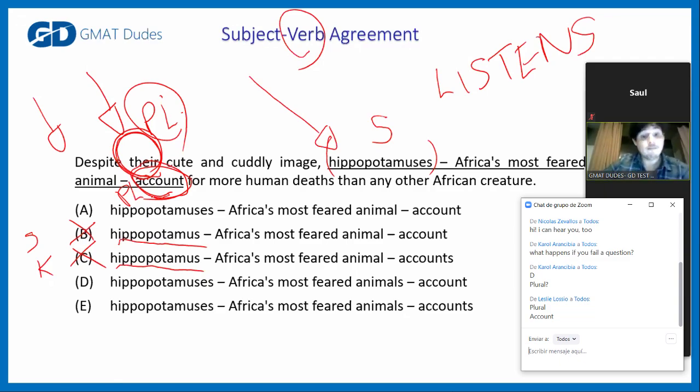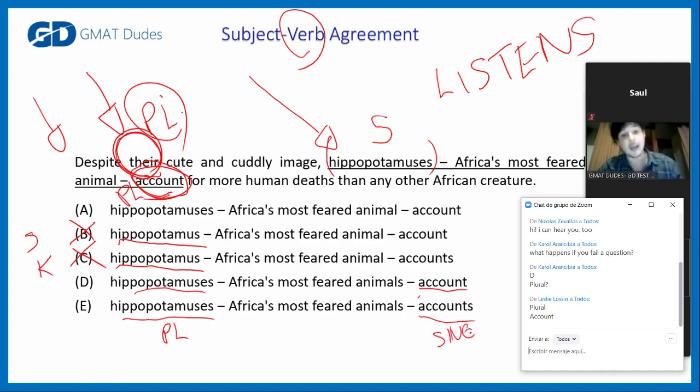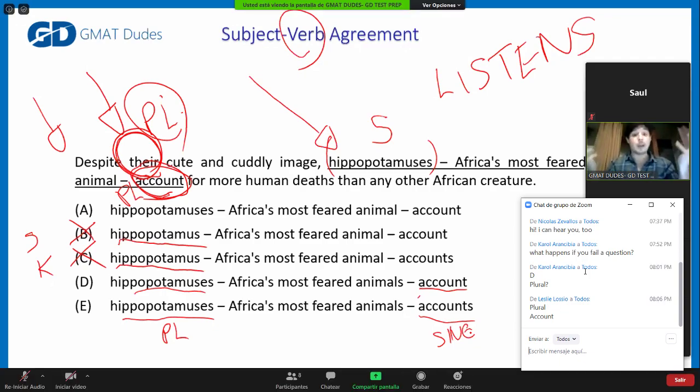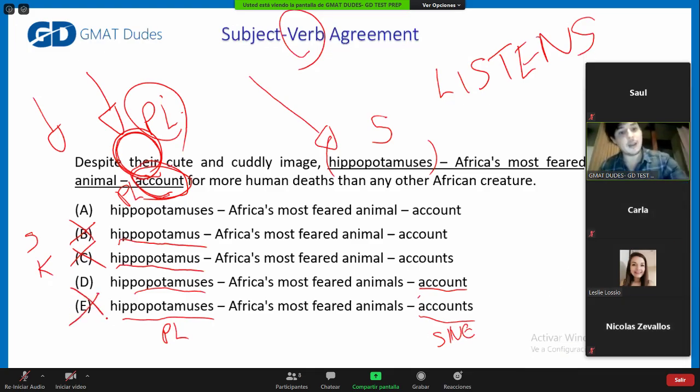Well, maybe D. Let's see. Hippopotamuses is plural, and account is plural. So that's okay. We're good. Oh, E. So hippopotamuses, plural, but account is singular. So no way, Jose, we cannot accept that. Because an important principle in the relationship of subject and verb is that the subject and the verb have to agree in number. So if you have a singular subject, then you need a singular verb. And if you have a plural subject, then you need a plural verb. So that's the problem. E has to go.